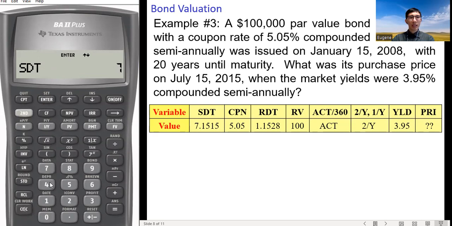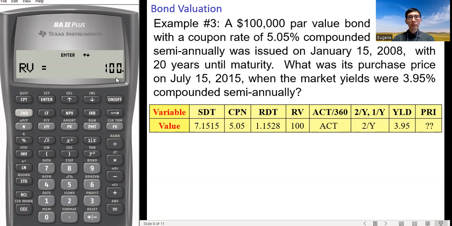SDT, 7.1515, plus enter. And then CPN, 5.05, enter. RDT, 1.1528, enter.